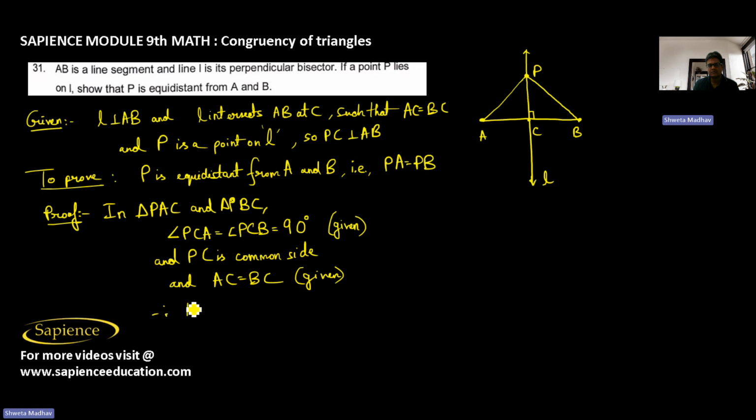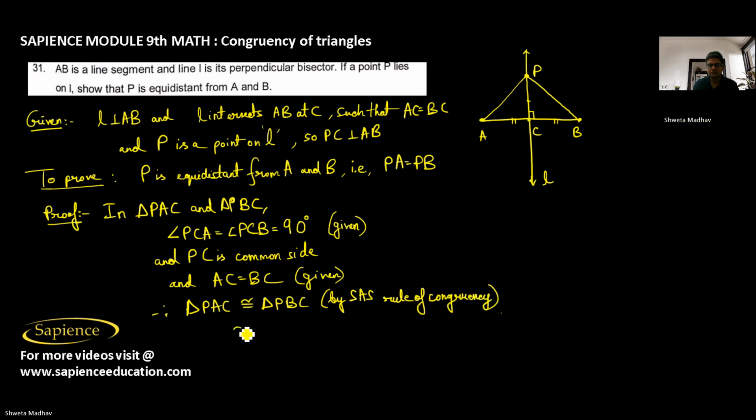Therefore I can say that triangle PAC is congruent to triangle PBC by SAS, side angle side. Since AC equals CB is given and this is the common side, we have shown that these two sides are equal and the included angle is also equal. So by the SAS rule of congruency, these two triangles are congruent. So I can say that PA equals PB by CPCT. Hence proved that the point P is equidistant from the points A and B.